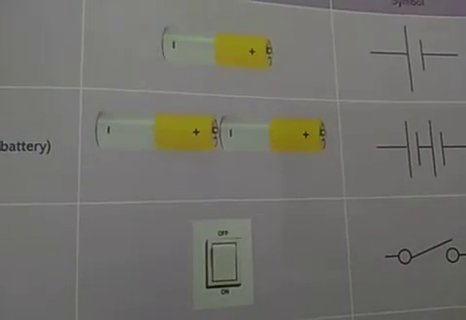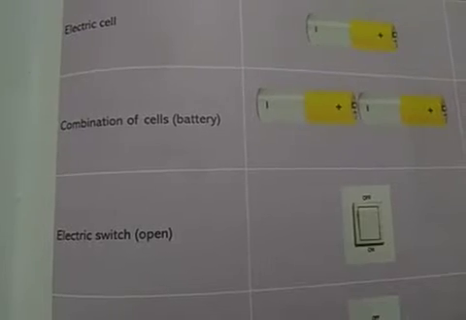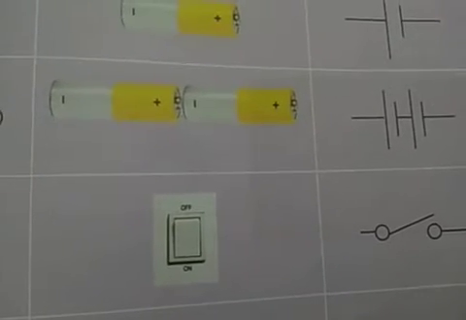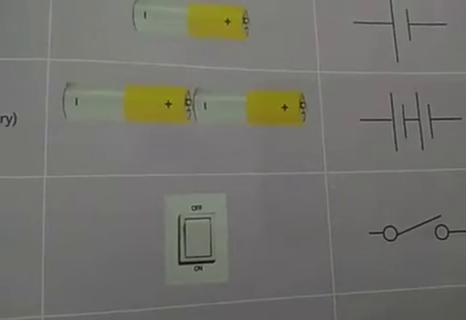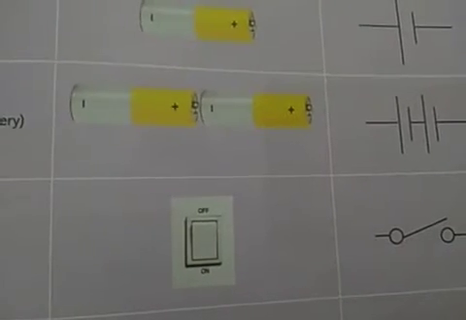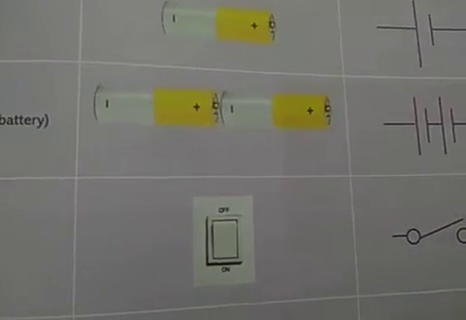to the connecting wires. Second one is the combination of cells, that is the battery. It means as the cells are connected in this way, then you represent that battery in the form of a number of pairs of these two small and long lines, depending upon how many cells you used in the circuit.